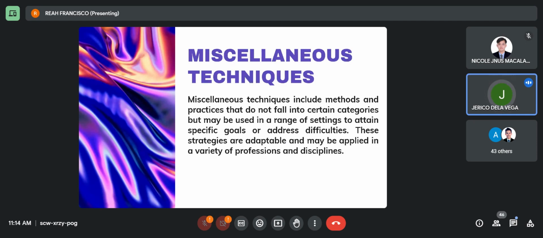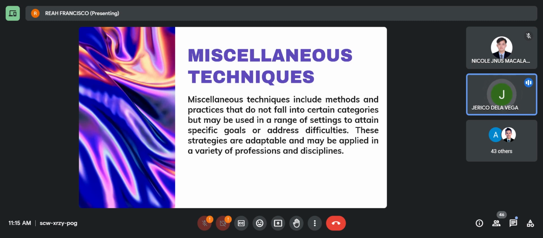So miscellaneous techniques encompass a diverse array of methods and practices that don't neatly fall into predefined categories or specific disciplines. They are categorized by their adaptability and can be applied in various contexts to address specific challenges, optimize processes, or facilitate problem solving. These techniques are often versatile and not limited to any particular industry or field, making them valuable tools for individuals and organizations seeking creative solutions or improvements.